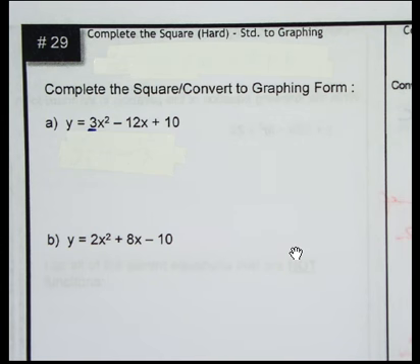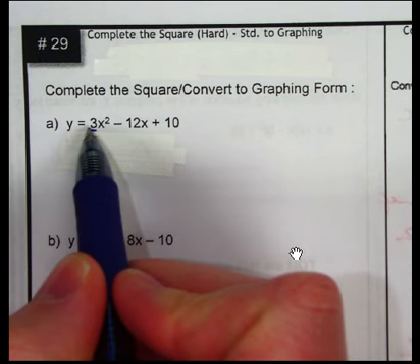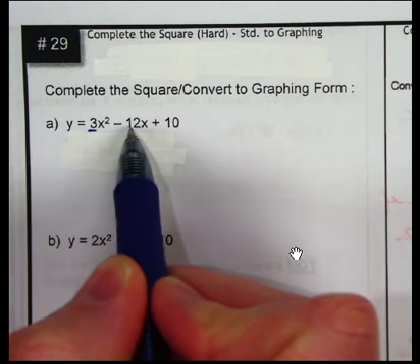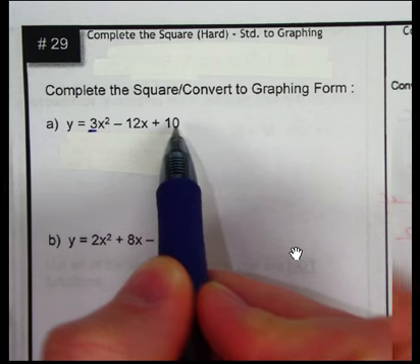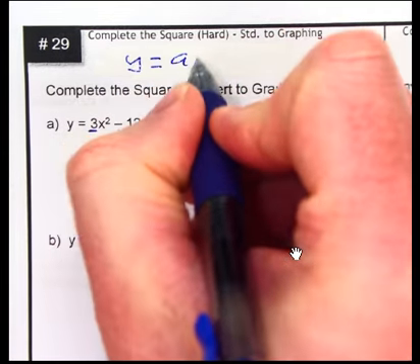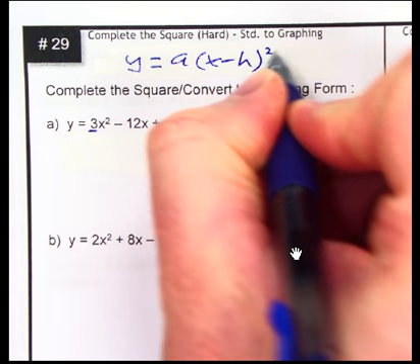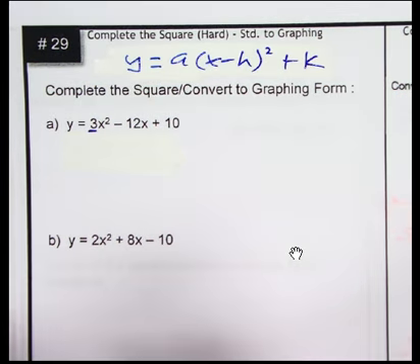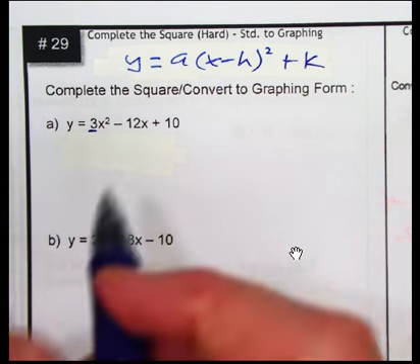To target 29, completing the square, hard version, standard form, and a graphing form. You'll notice that this is still in standard form, that ax squared plus bx plus c kind of deal. We're going to be converting it to this where y equals a times x minus h quantity squared plus k. So we're still doing that. But what makes these challenging or different is this 3 right here.